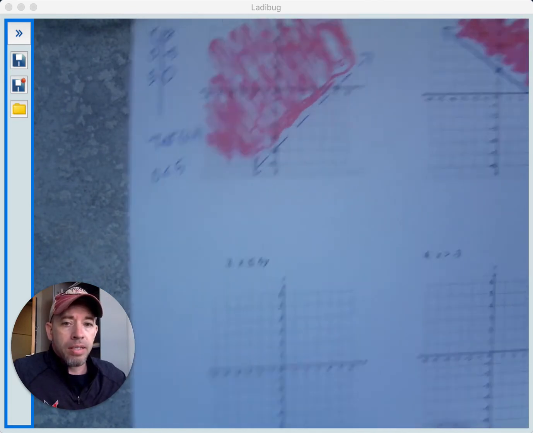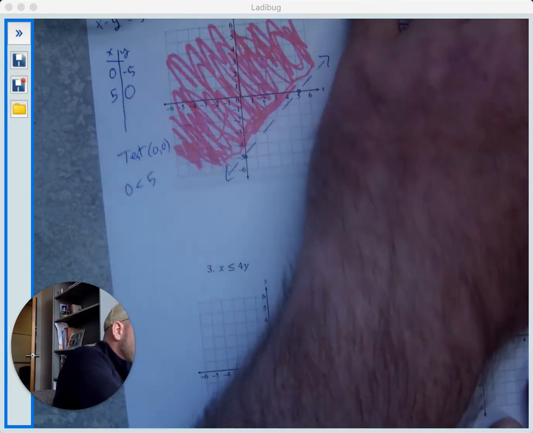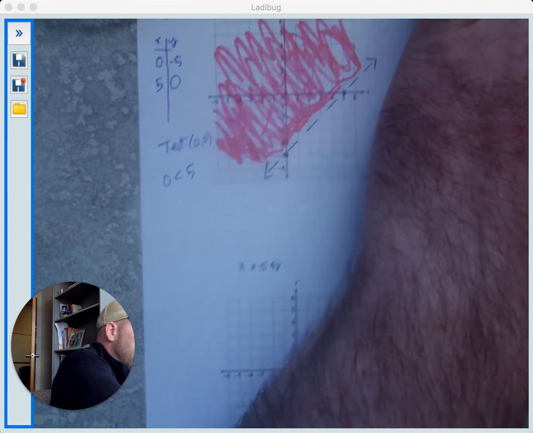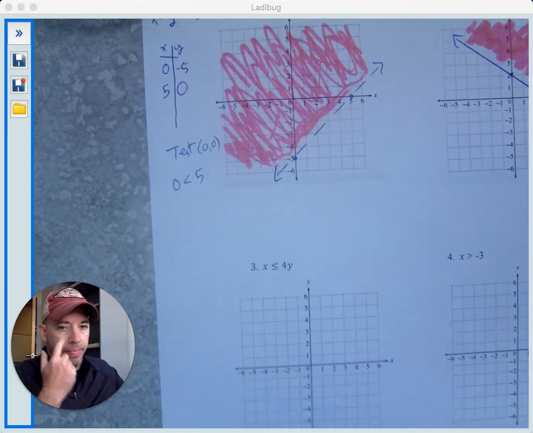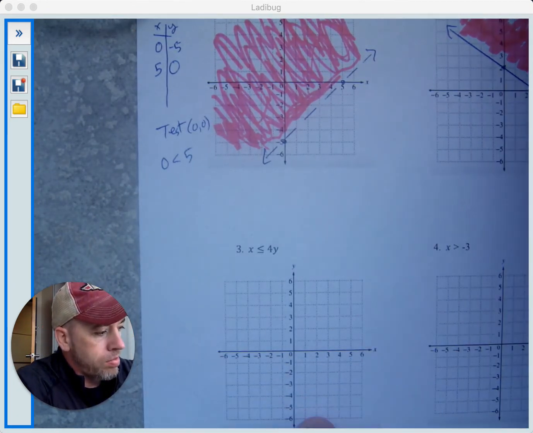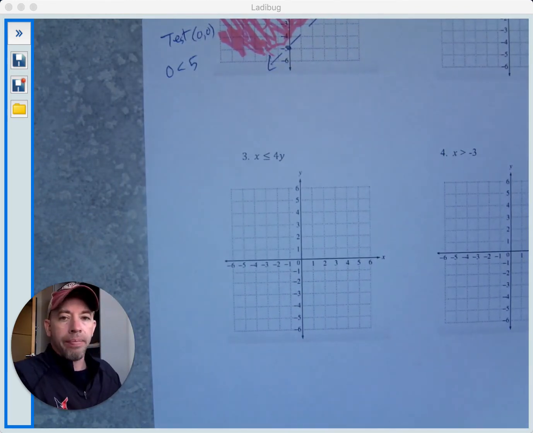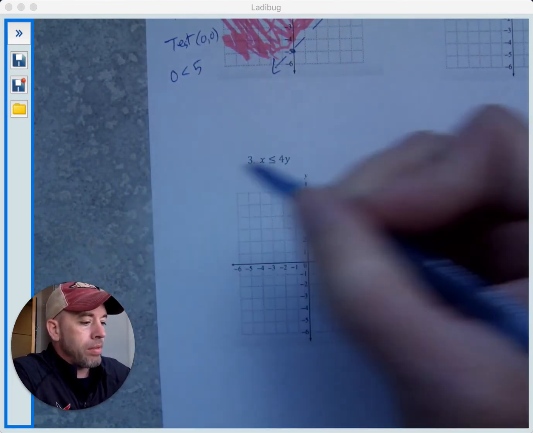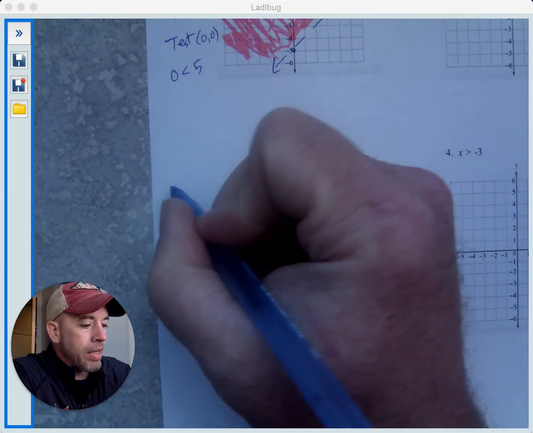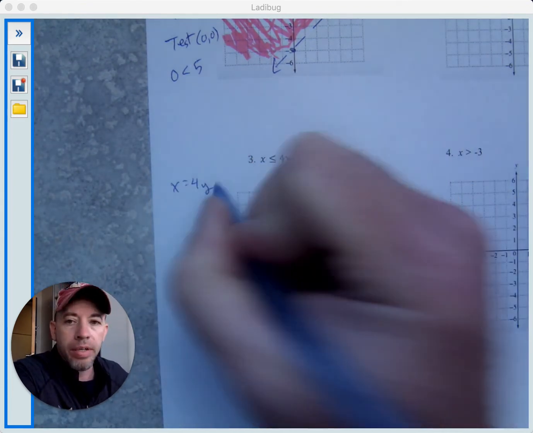We have x is less than or equal to, let's get this so we can see it better. All right, x is less than or equal to 4y. So the boundary line would be x equals 4y, right?